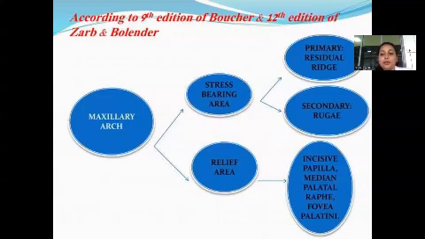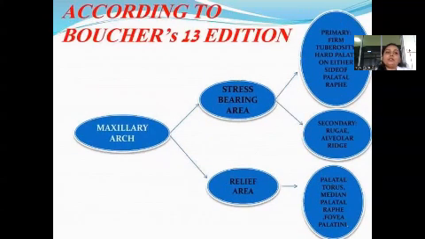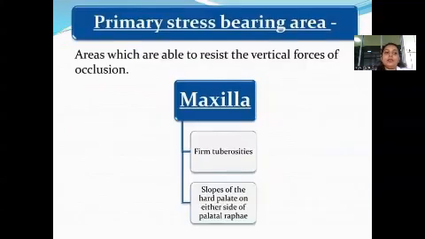and your relief areas will be incisive papilla, median palatal raphe, radial palatine rugae. According to Boucher, the stress-bearing area is classified as primary: the bone tuberosities, hard palate on the either sides of the palatal raphe. Secondary is the rugae and the alveolar ridge. Relief areas will be palatal torus, median palatal raphe, and the fovea palatine.